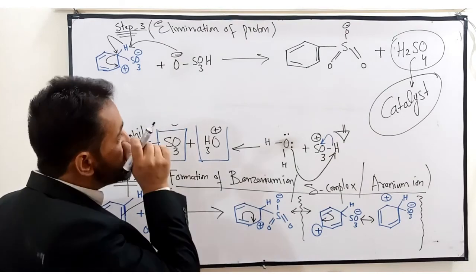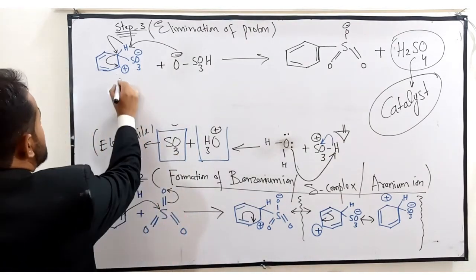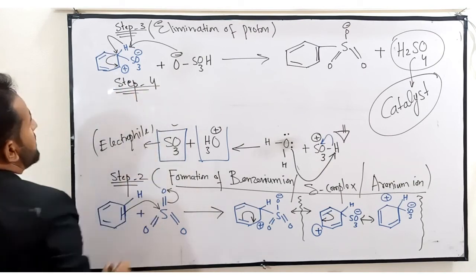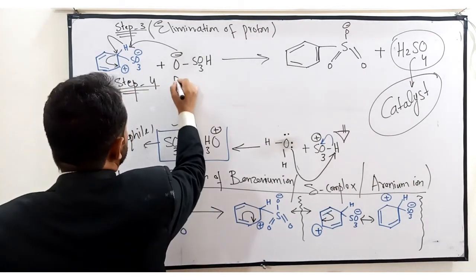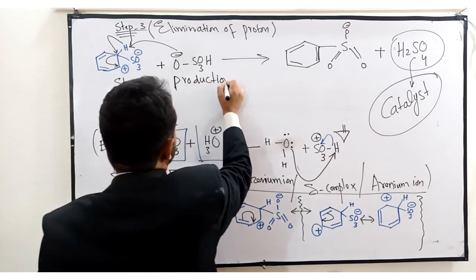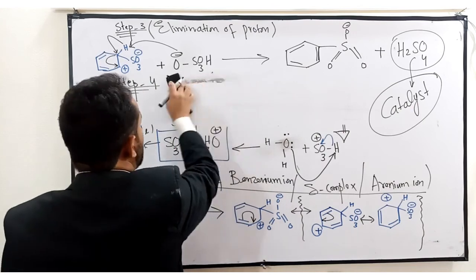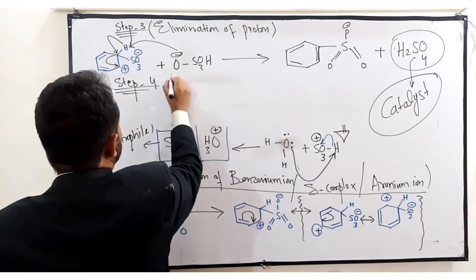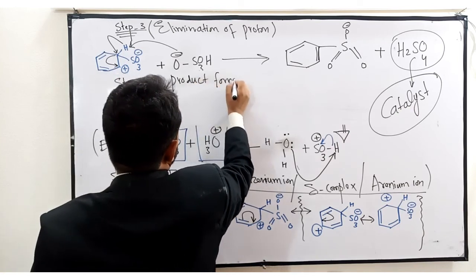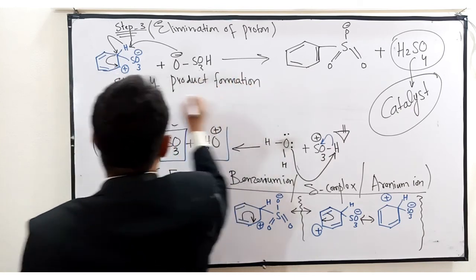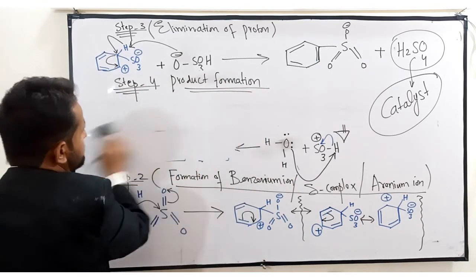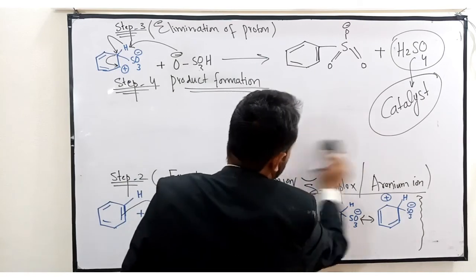Understand? Now what will happen? Now step number four. This is an additional step in the electrophilic aromatic substitution reaction. This step is named production, or formation of product. In the last step, product will be formed. How will the product be formed? We will explain.